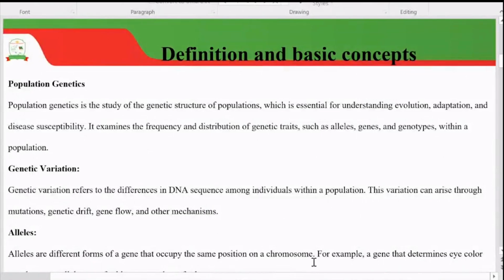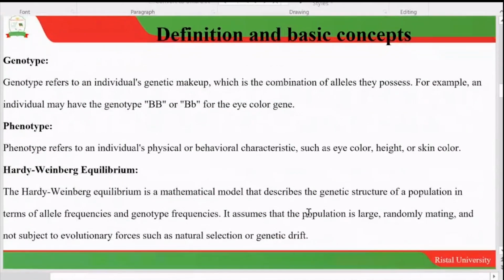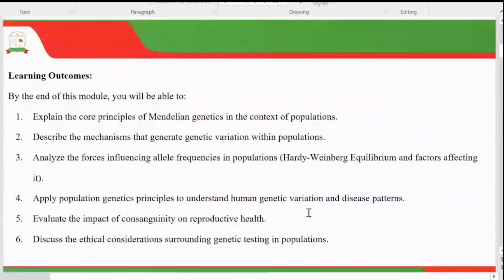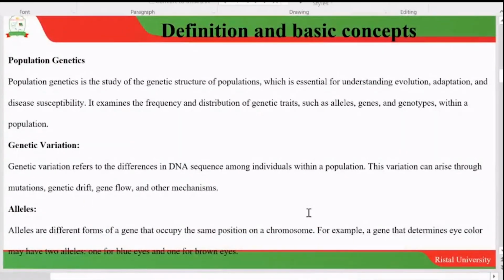But also, we want to look at an aspect called an allele, and we're saying alleles are different forms of a gene that occupy the same position on a chromosome. For example, a gene that determines the eye color may have two alleles, one for a blue eye, and one for a brown eye. So that is what we call an allele. That there are different forms of a gene.